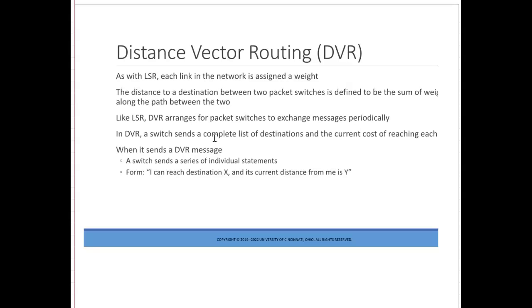DVR sends only to neighbor routers. Changes made are sent to the next neighbor routers, and it sends the complete forwarding table.